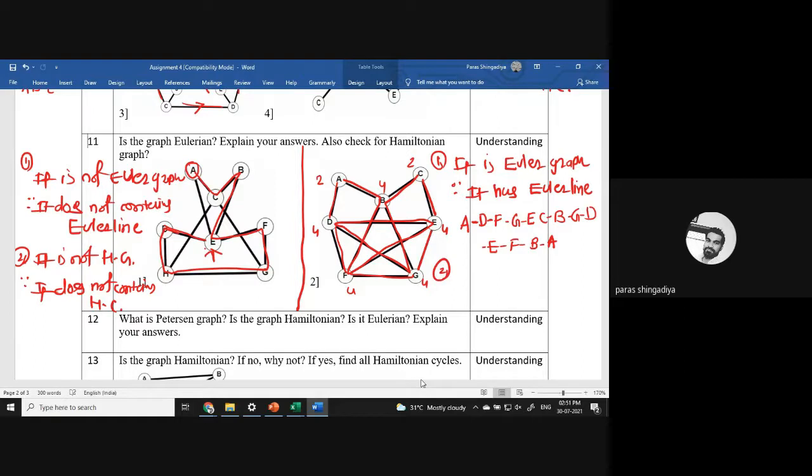Now for Hamiltonian, so it is also Hamiltonian. Okay, this is a Hamiltonian graph too. So which cycle can you consider? A, then after D, F, G, E, C, B and A. Just move on the boundary only. Okay, you only have to move on the boundary and you can easily cover all the vertices exactly once. Okay, so that is the answer of question number 11.